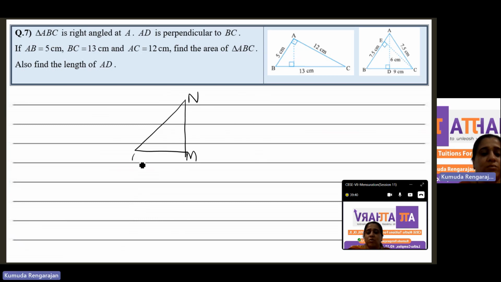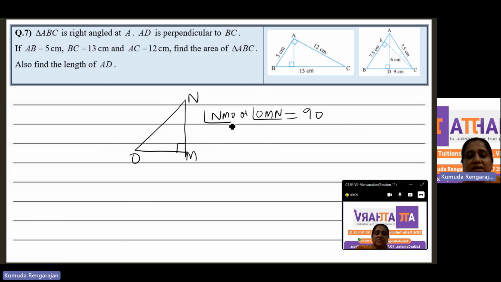MNO. Name the angle which is equal to 90 degrees. That's a side; that's how you name a side. NMO or angle OMN. Correct. We understood in one of the classes that the vertex where the angle is formed should be in the middle. M should be in the middle.